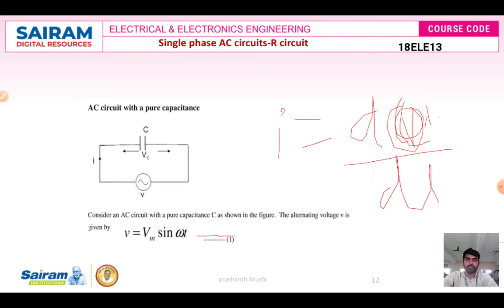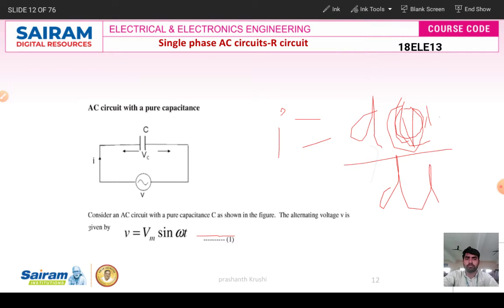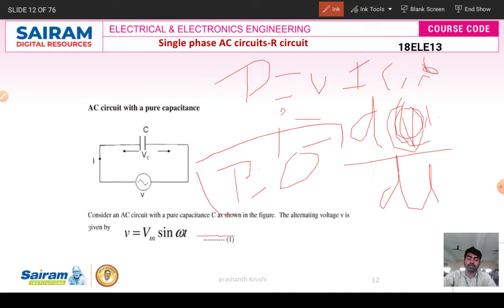After deriving, the power is equal to V I cos phi. Here phi is 90 degrees, so cos 90 is 0. Power consumed by the pure capacitance is 0. It will not consume any power, that's why it is called a circuit consisting of pure capacitance. Only resistance will consume power and have losses, but not the capacitance. Keep it in your mind.